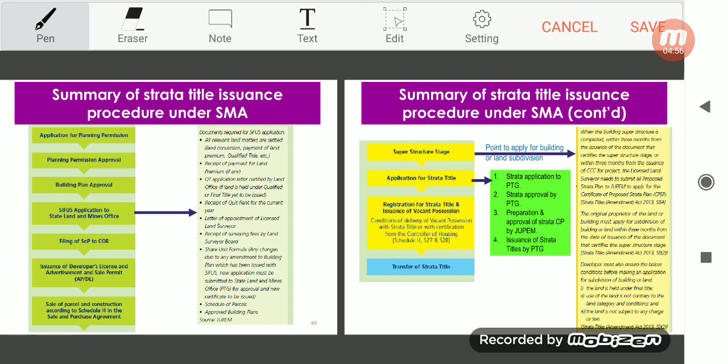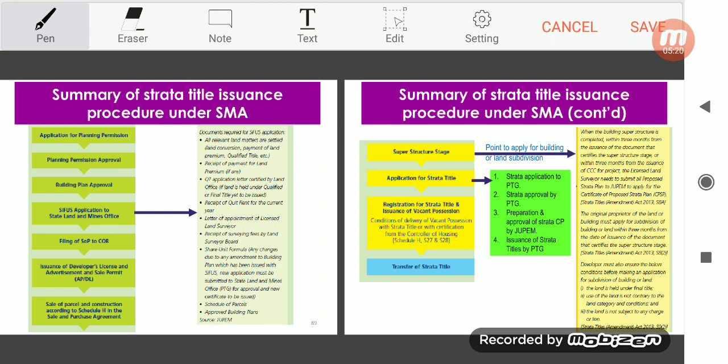So in these two slides, we are going to discuss the summary of strata title issuance procedure, under STA and SMA. This one is under SMA, but essentially it's the same. I'm sorry for the quality of the picture. It's not that fantastic, but it's fine.